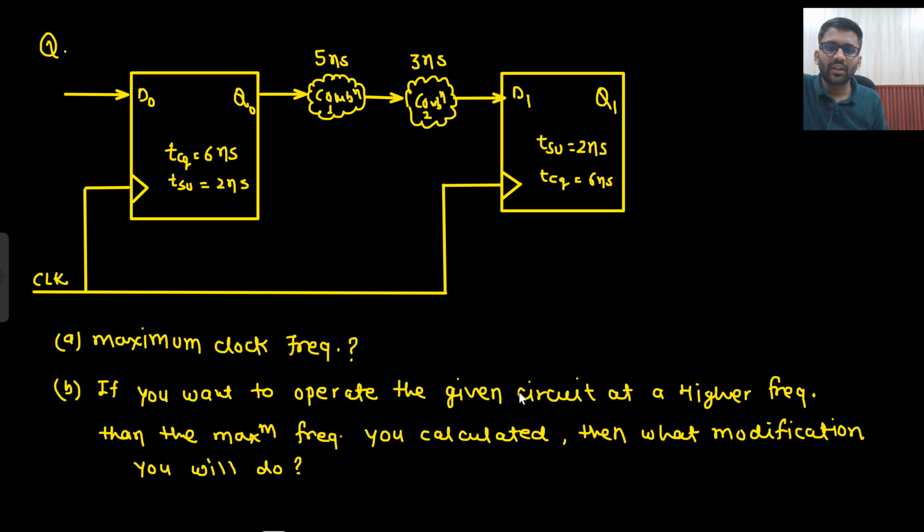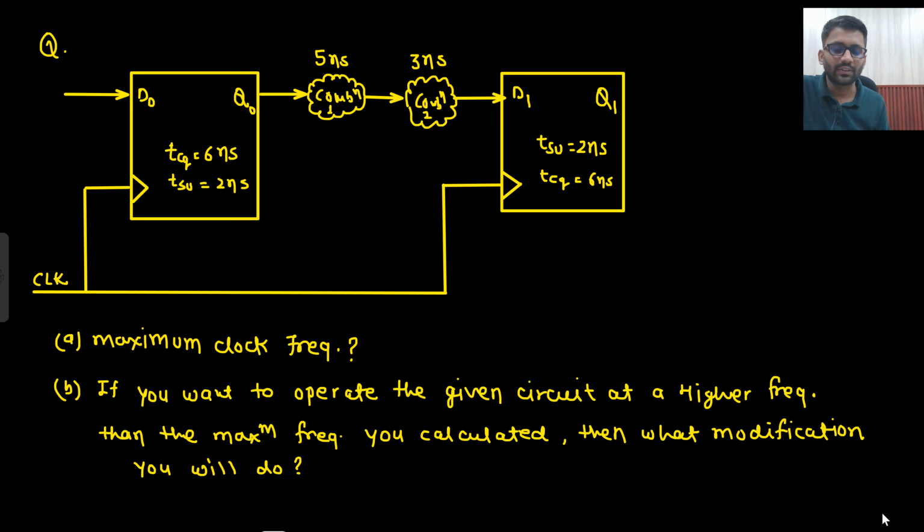Hi everyone. Continuing our discussion on STA, now we are going to solve this question. In the first question you need to find the maximum clock frequency, and in the second question they are saying that if you want to operate this given circuit at a higher frequency than the calculated frequency, then what modifications you can do. So let's start with the first one.